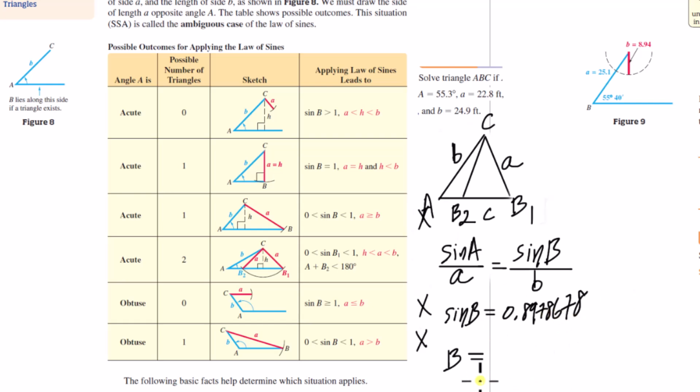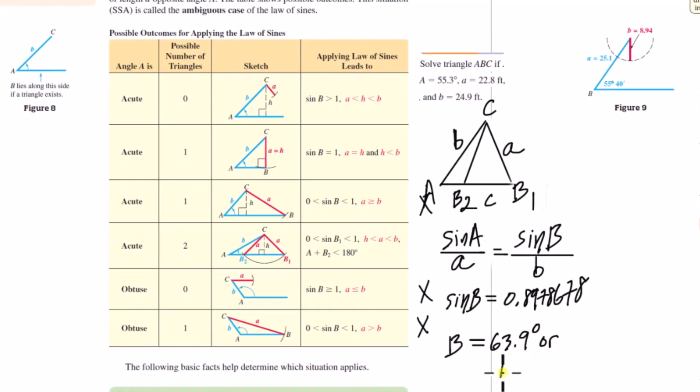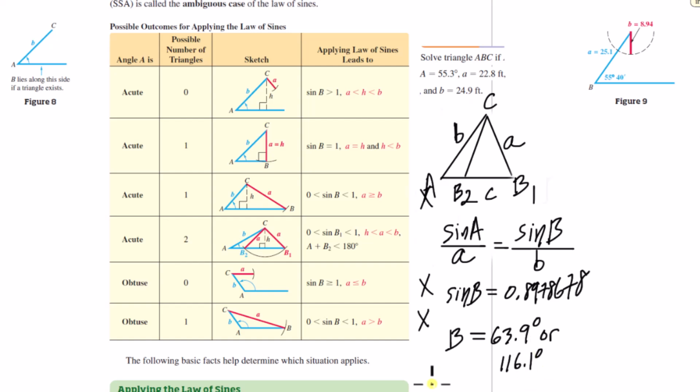It's going to be 63.9 or 116.1. So now we know that we definitely have this case here. Because remember, we narrowed it down: we had an acute angle, and then we knew that the opposite side was less than the adjacent side. So we were left with these three cases. Well, we know we don't have either of these two cases because we got sine of B. It's not greater than 1 for sure, and it's not equal to 1. So we're left with this case here. And it makes sense that we got two possibilities, B2 and B1. So it matches up as well.